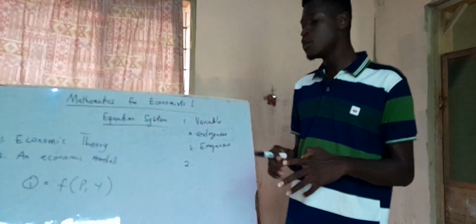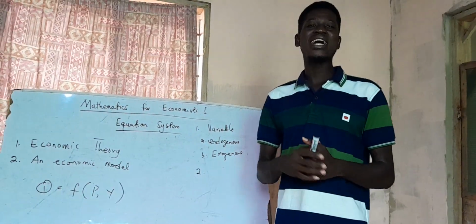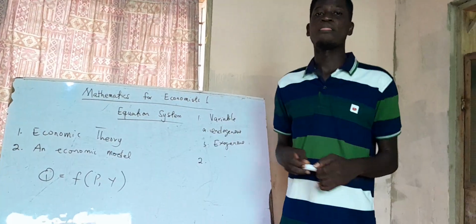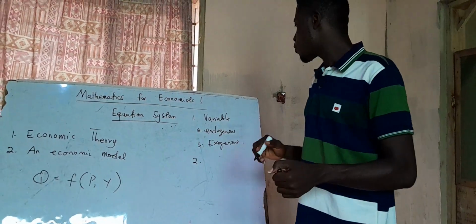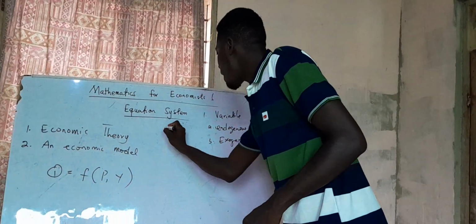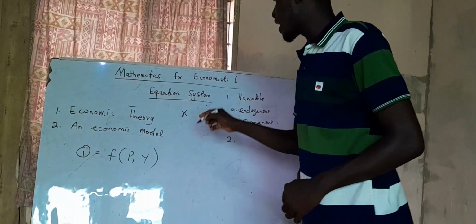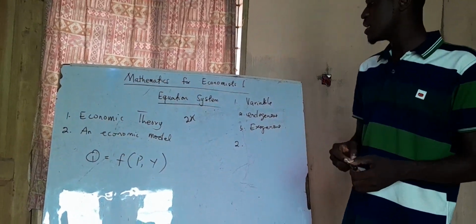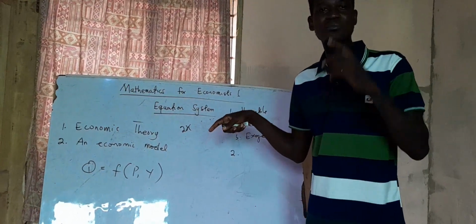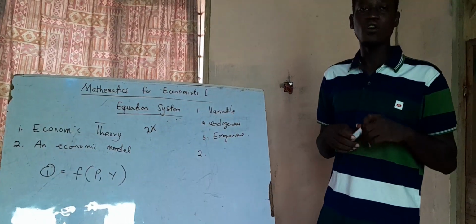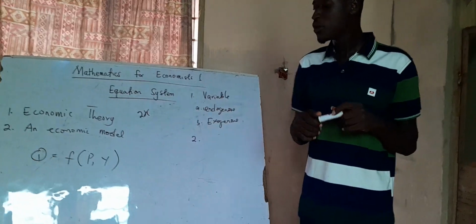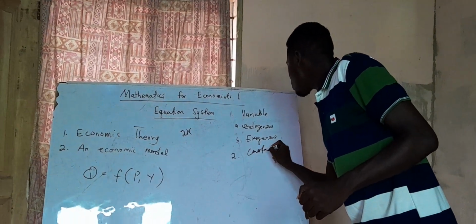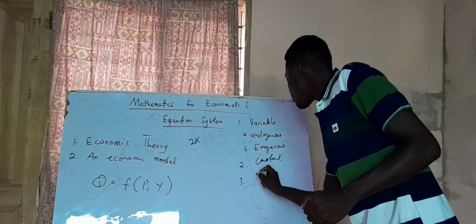Whenever a constant is attached to a variable, it becomes the coefficient of the variable. For example, let's say I have a variable x, and I attach 2, which is a constant, to the x. I have 2x. Now the 2 which is attached to the x becomes the coefficient of the variable x. Now we have another important component, which is called parameters.